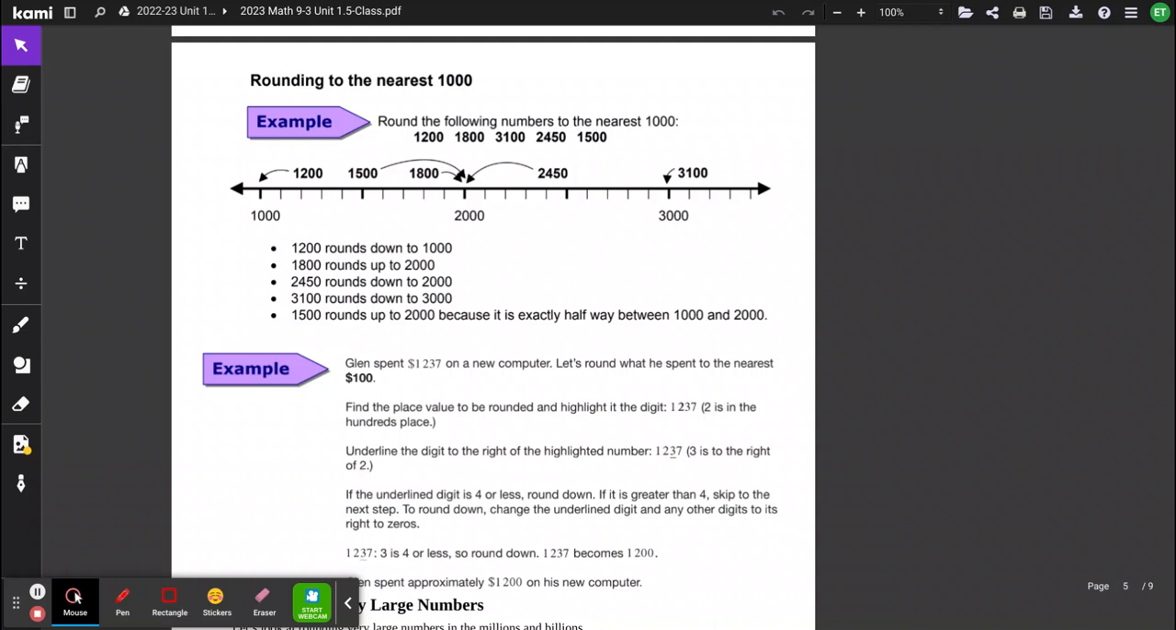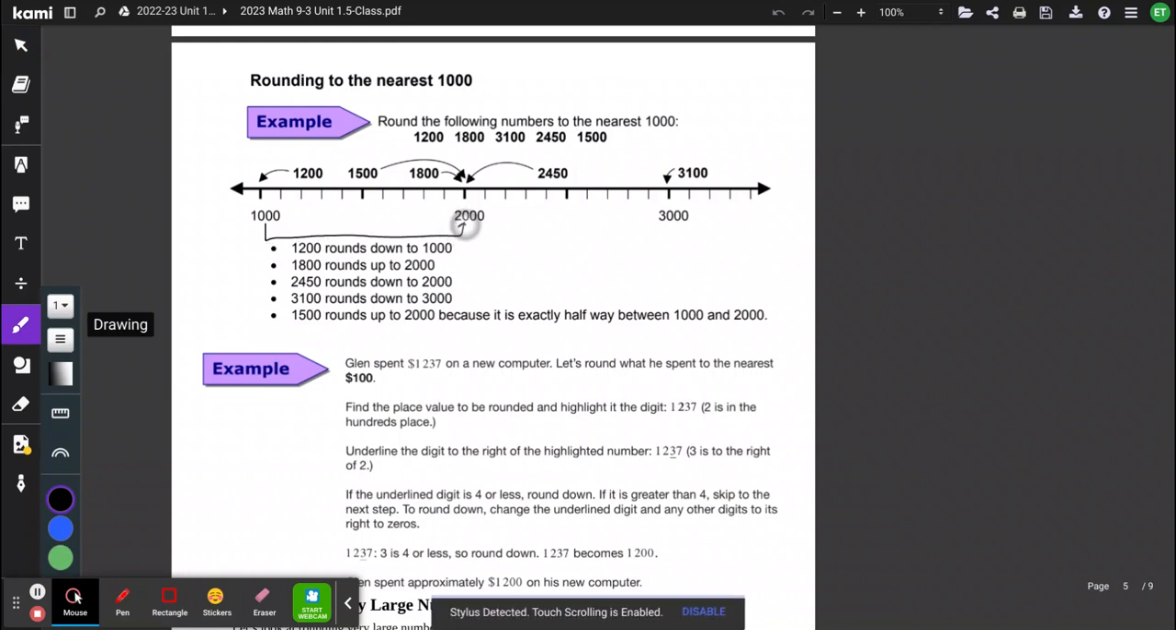Okay, we're going to round to 1,000 now. So that's one of a couple of examples we saw. So if we look at this number, 1,200, 1,200 is in between 1,000 and 2,000. And who is he closer to?